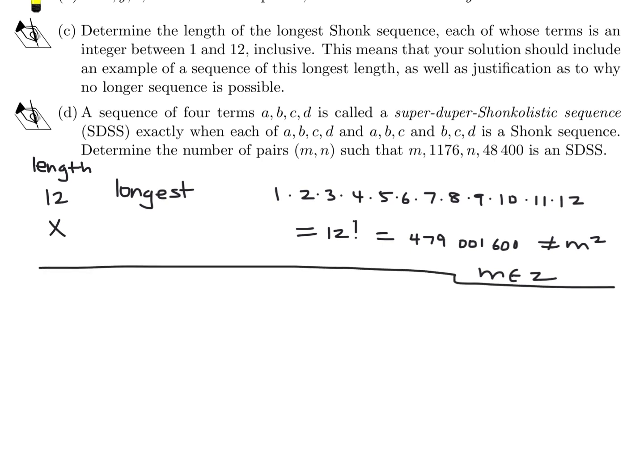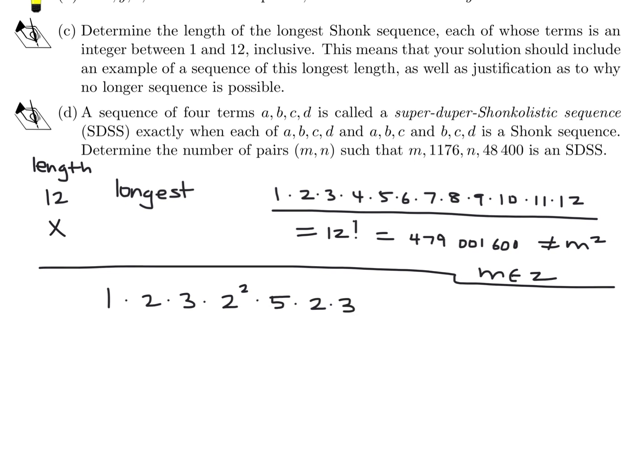Okay, let's try length 11. But before I try length 11, I have to know which one of these 12 I have to eliminate, right? So instead of writing 1, 2, 3, I'm going to write them out as prime numbers. So instead of 4, I'm going to write 2 to the power of 2.